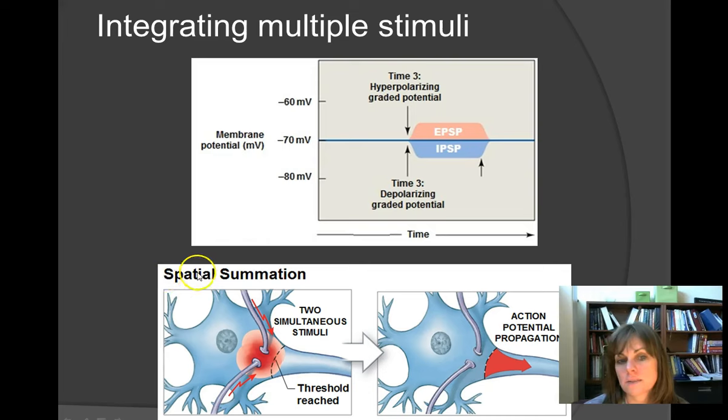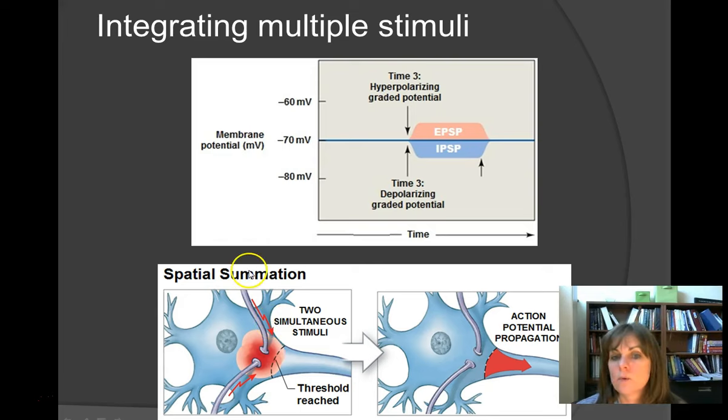The first way is called spatial summation. What this is showing here is again, this big neuron is your postsynaptic neuron, and here's one presynaptic neuron, here's another presynaptic neuron. The top and the bottom panels are showing you two different examples. So down here on the bottom, we're showing that two different stimuli are coming in at the same time. For example, maybe you not only see a bright light, but you also hear a loud crash. Two things that are stimulating you that might make you jump and turn your head.